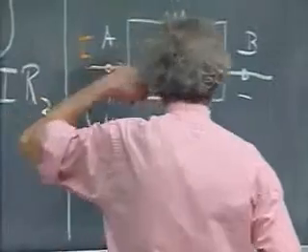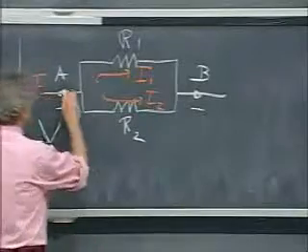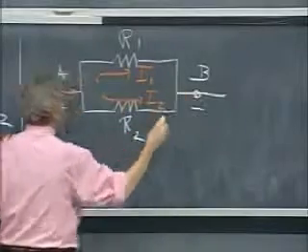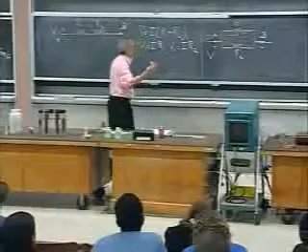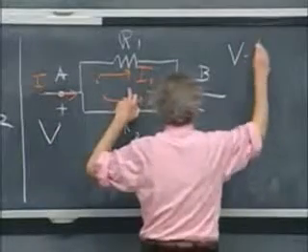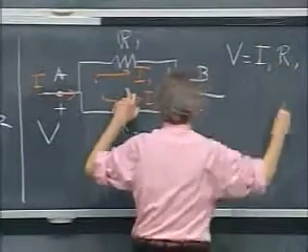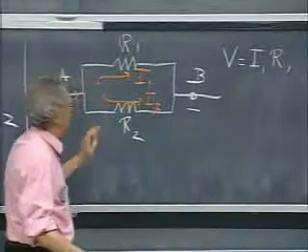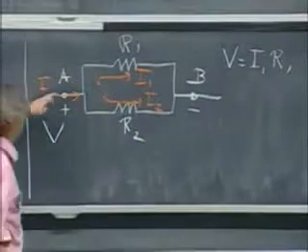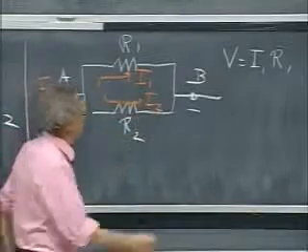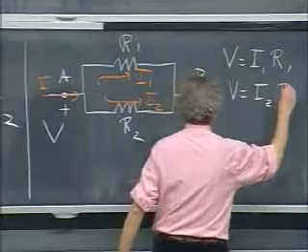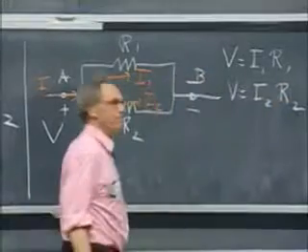So now you say, aha, the potential difference from A to B going this route, that potential difference is V, that's a given. So V must now be I1 times R1. That's Ohm's law for this upper branch. But of course you can also go the lower branch. So the same V is also I2 times R2.